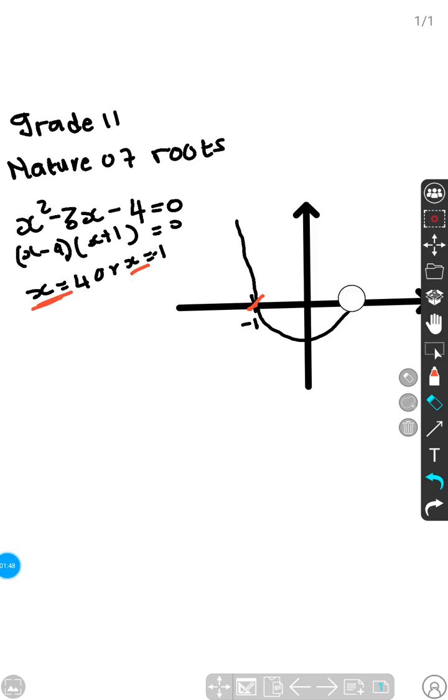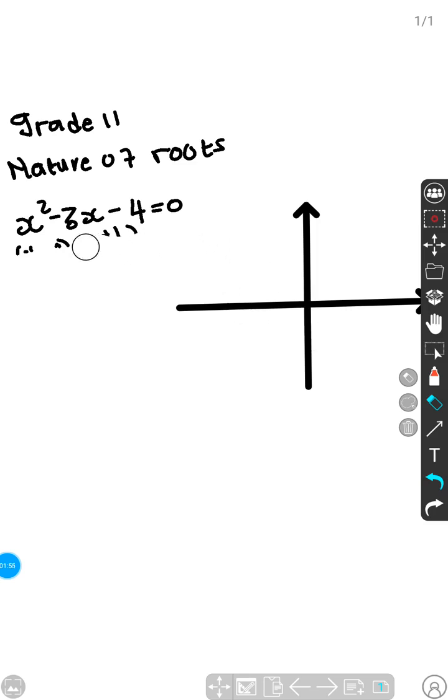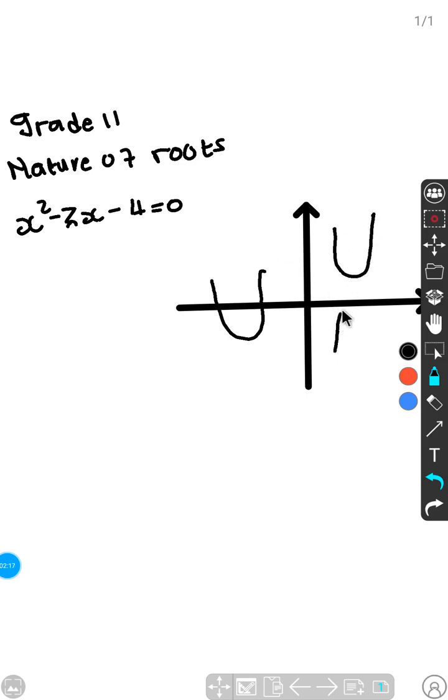So with the nature of roots, you don't have to solve for x in order to know how the graph will be situated on the Cartesian plane. It's not about the exact point, it's about how the graph will be positioned. Whether the graph will touch at two points, it can be this side, we don't know, or whether the graph won't touch the x-axis, or whether the graph is just going to touch one point. Understand?